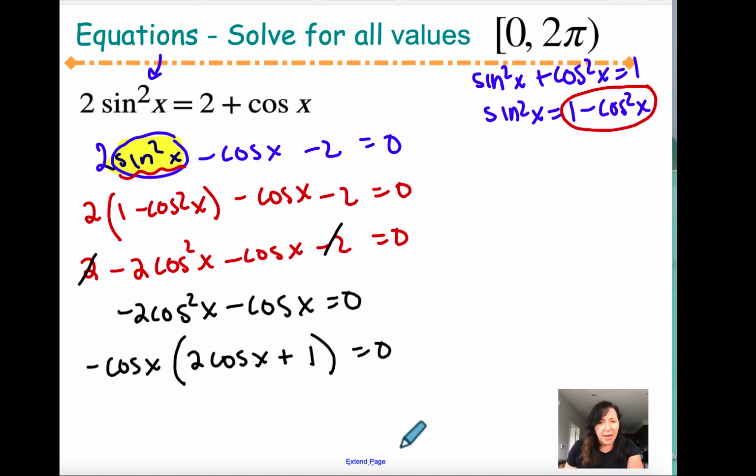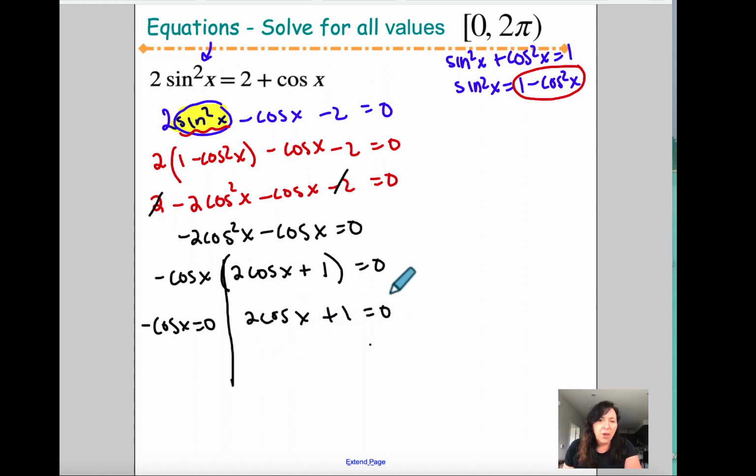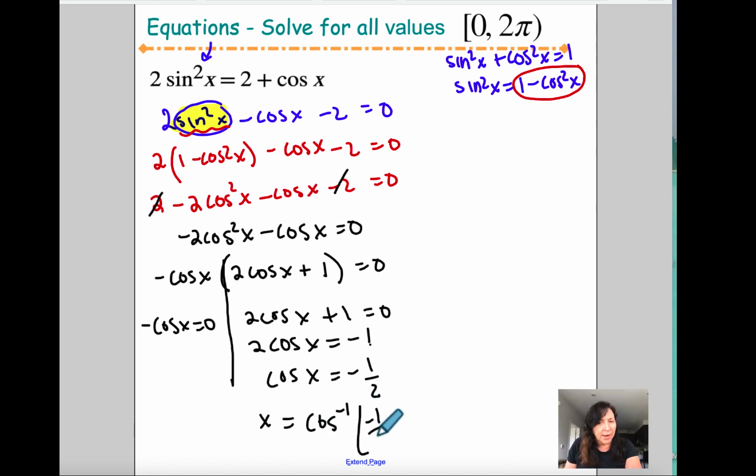Okay, I'm good. And so right here, we have to split this up. And now we set both sides equal to 0. So this is negative cosine of x equals 0. And this is 2 cosine x plus 1 equals 0. So on the right side, I've got 2 cosine of x equals negative 1. I'm going to divide by 2. Cosine of x equals negative 1/2. And then x is equal to arc cosine of negative 1/2.